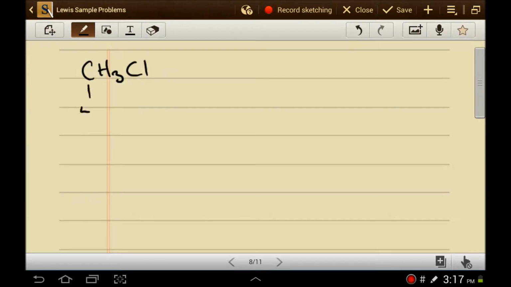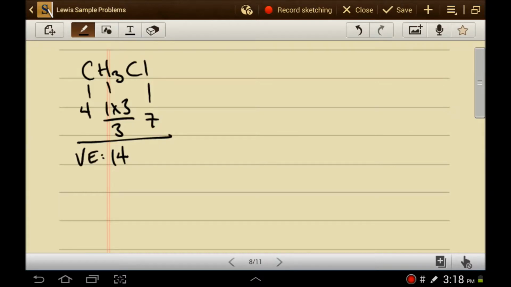Carbon has 4 valence electrons. Hydrogen is 1. 1 times 3 is 3. And then chlorine has 7. So 7 plus 3 is 10, plus 4 more is 14. This structure will have 14 valence electrons in it when we're done.